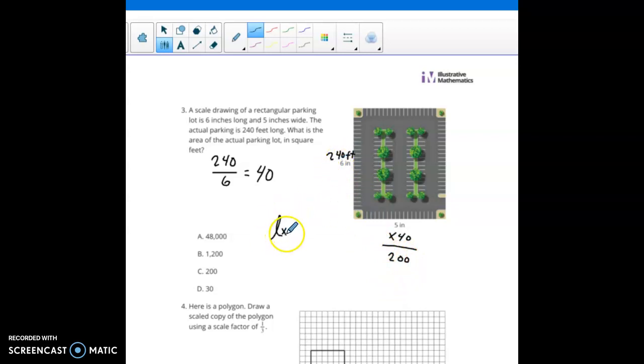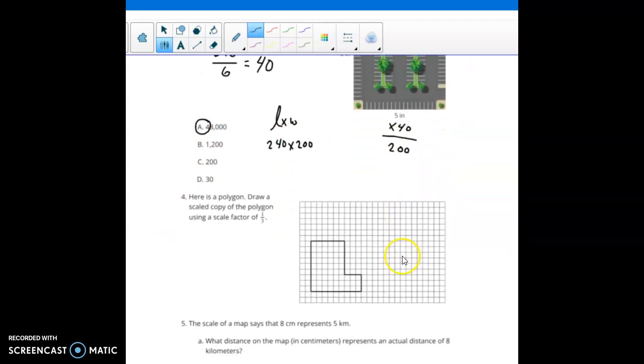Area is length times width. My length is 240. I'm going to multiply that by 200. And when I do that, I get 48,000. Awesome. We're going to continue down.